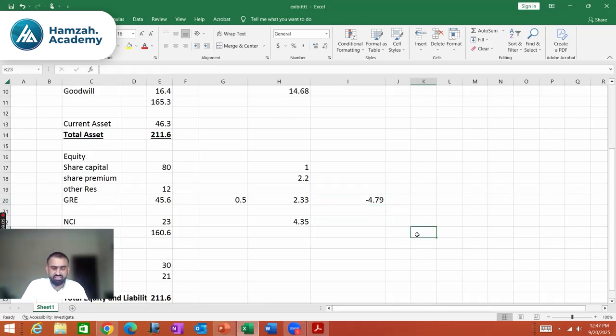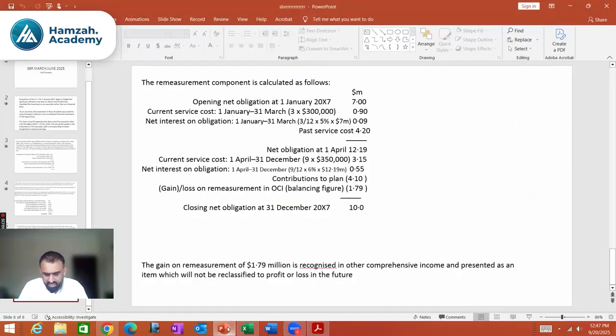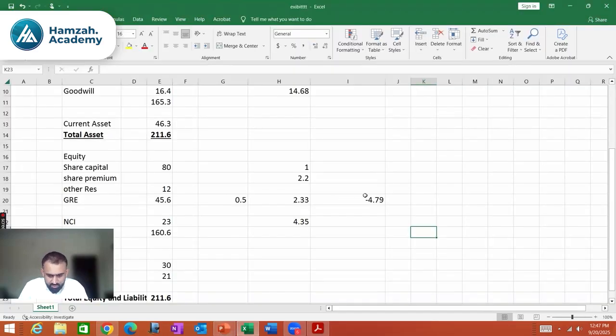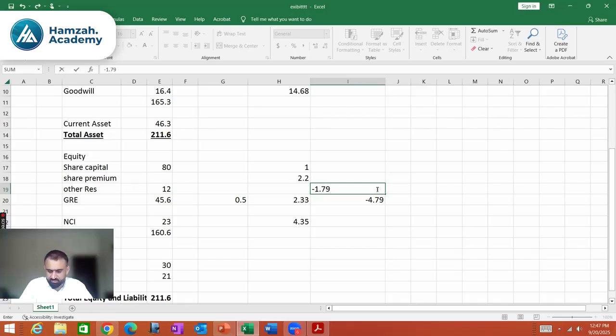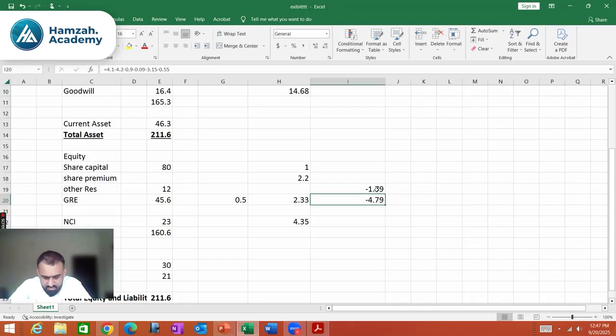And there is a remeasurement loss which needs to be reported in other comprehensive income, and in the balance sheet in other reserve, which is 1.79. So in other reserve, we will record a loss of 1.79. And the value of the closing liability.